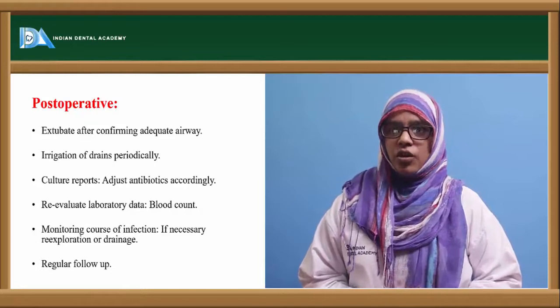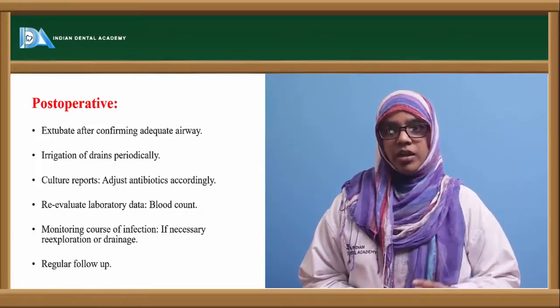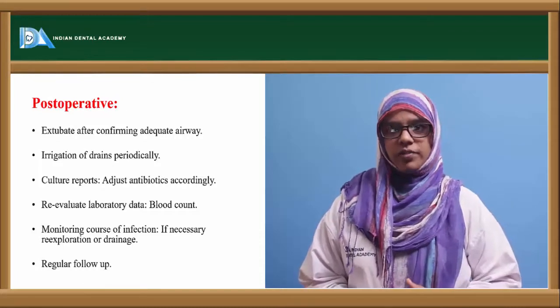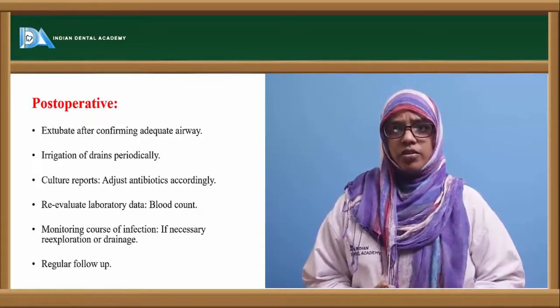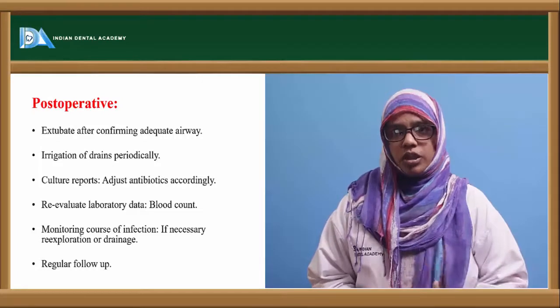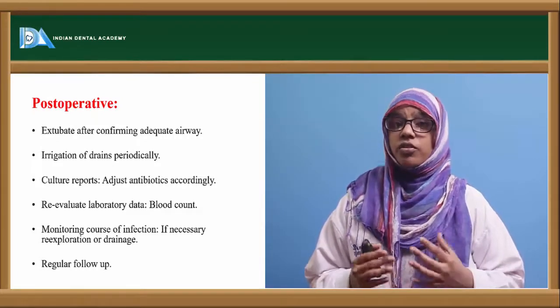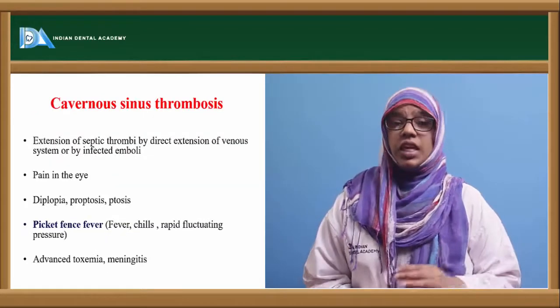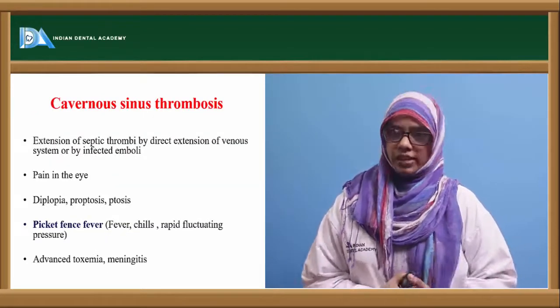Now, irrigation of the drainage periodically. Get the culture report to determine the culture-sensitive organism. Re-evaluate the laboratory tests, do a blood count, and monitor the cause of infection. If necessary, you can re-explore and drain again. Have a thorough follow-up. Last but not the least, cavernous sinus thrombosis.